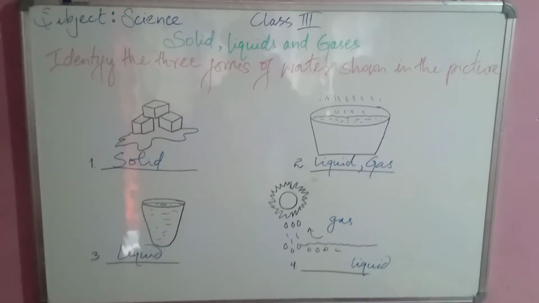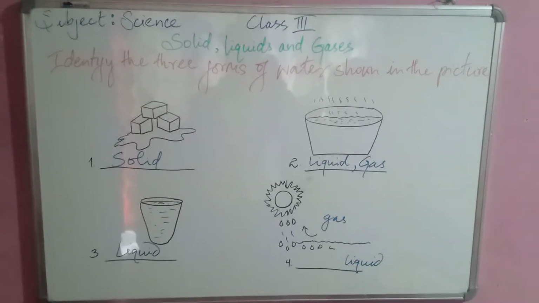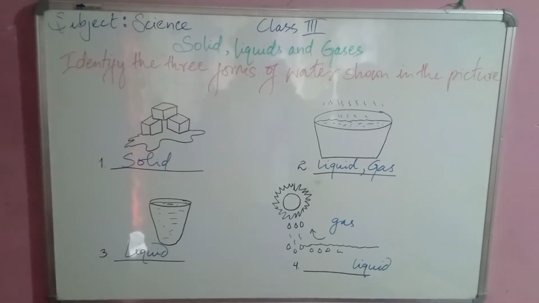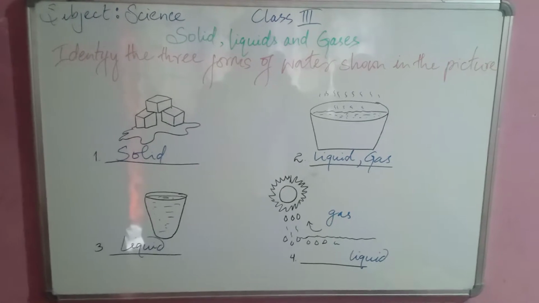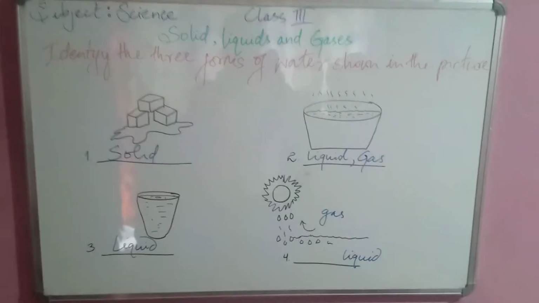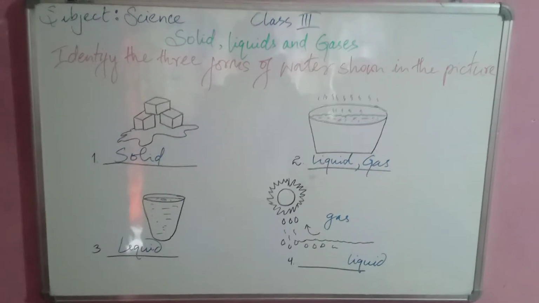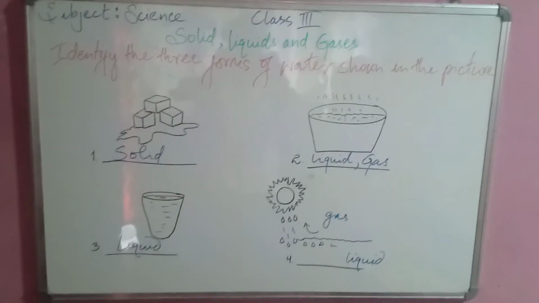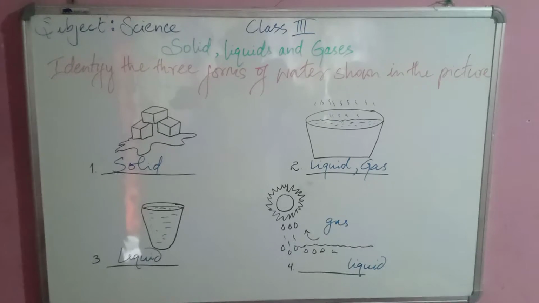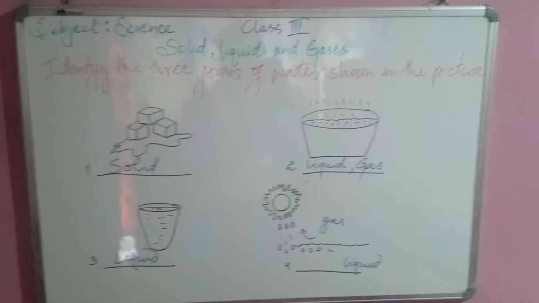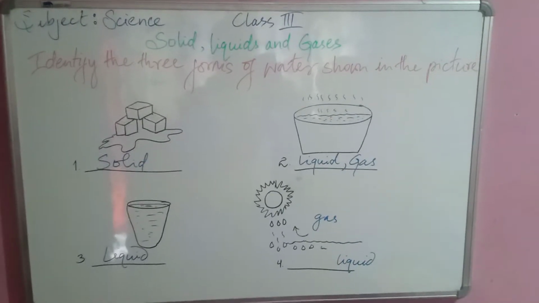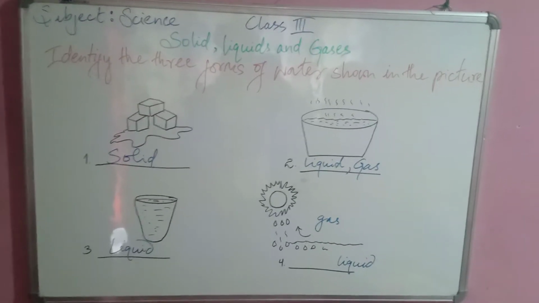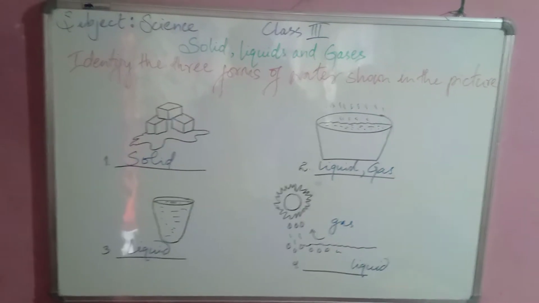Good morning, class 3. Today we're going to start with a new chapter, that is solid, liquid, and gas. There are basically three states of matter, which we name as solid, liquid, and gas. And the first question, as you can see in your textbook, there are some pictures given below, and we have to identify the three forms of water shown in the picture.